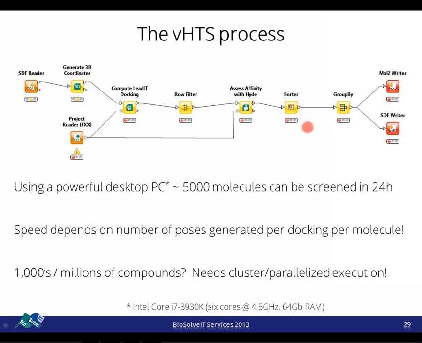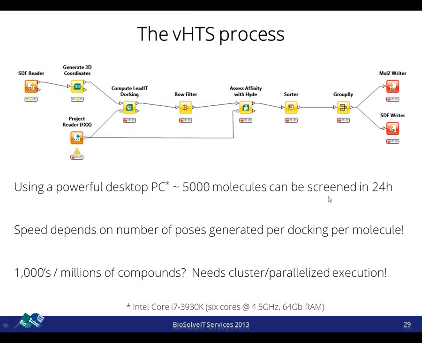And using a powerful desktop PC, you can screen about 5,000 molecules in exactly this way in about one day. The speed really strongly depends on the number of poses you generate per docking per molecule. If you only generate 3 poses here versus 30, this scoring then takes approximately 10 times longer. And if you're going to want to dock and score millions of compounds, you really have to have some form of cluster or parallelized execution behind the scenes there. And that is something that we as an organization will be happy to do for you.